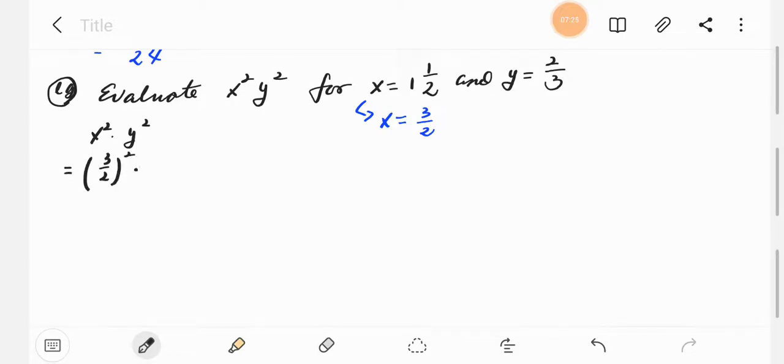Parentheses squared times y is 2/3 squared. Use parentheses, because if you don't, what happens? 3 over 2, like x squared. Then 3 over 2 squared. So this looks like we're going to square only this 3, right? It looks like 3 squared over 2, right? So this is different. So you have to put what? Parentheses. Because I'm going to multiply this x twice. So put parentheses so that you can multiply this base twice.